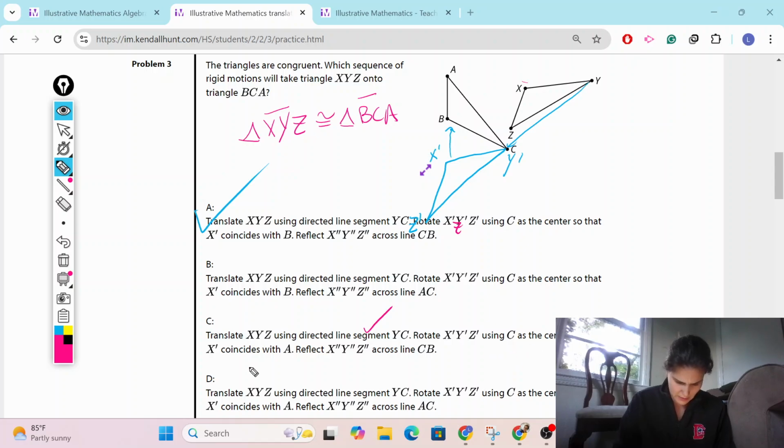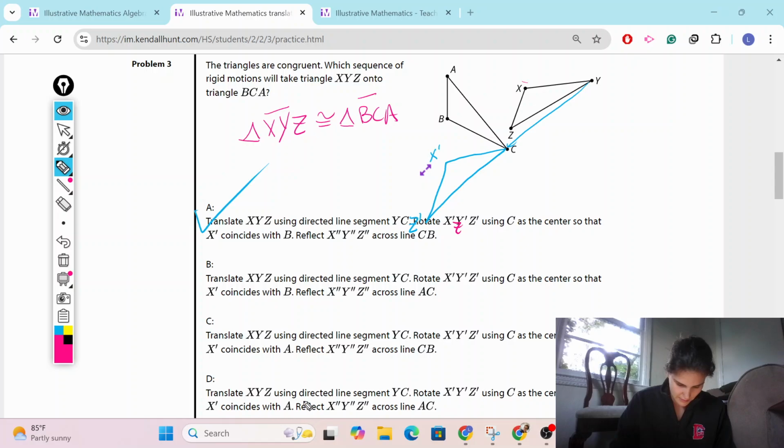We're rotating using the center, so X prime corresponds with A. Well, that means we're rotating him so this side actually lines up over here. Will X prime ever correspond with A? I actually don't know the answer to that question. And then reflect XYZ over line CB. Well, then he's going to get reflected and flipped over there, so nope, that's not going to work.